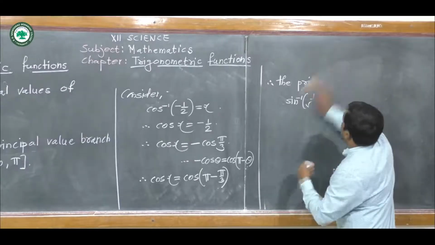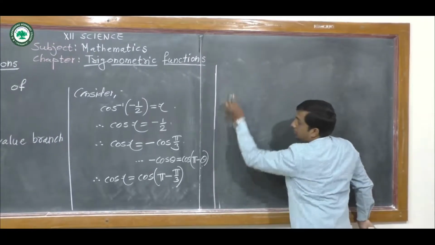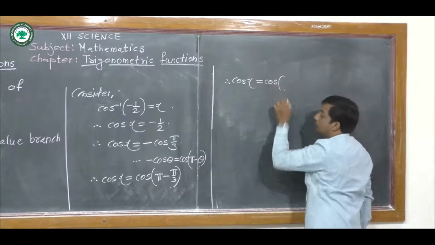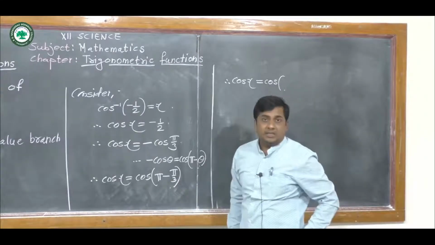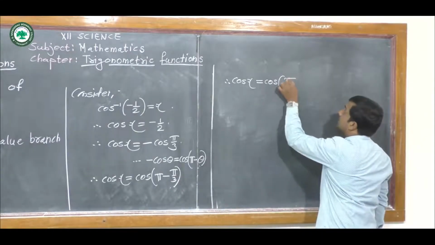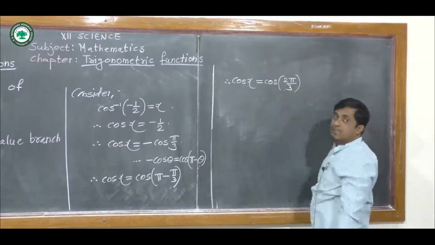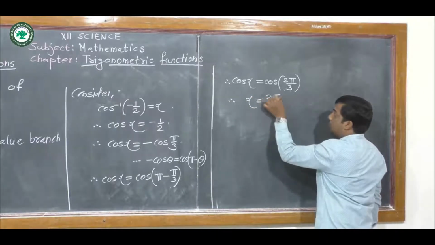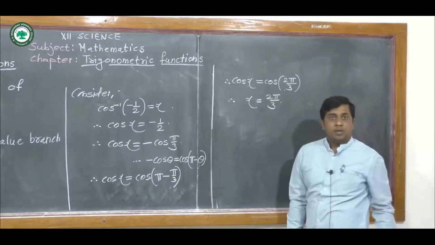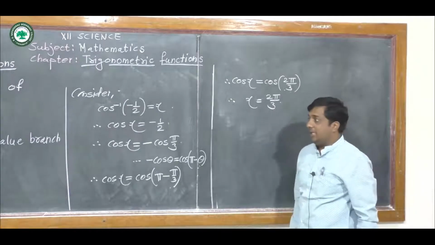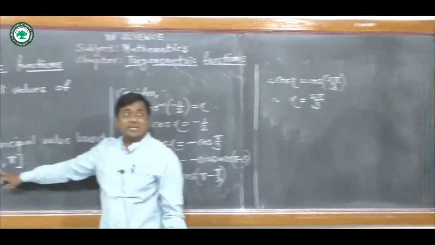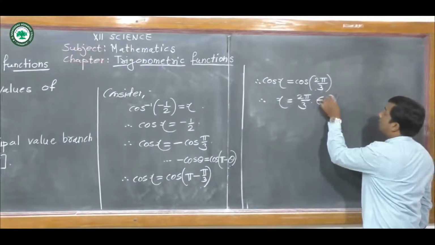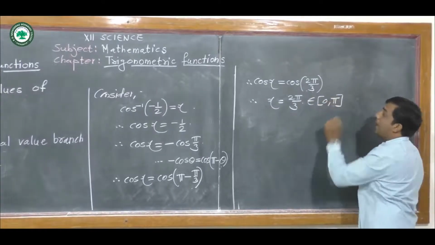Okay, then here we get, therefore cos x is equal to cos of pi minus pi by 3. Here pi minus pi by 3 is 2 pi by 3. Now comparing both the sides, we get here x is equal to 2 pi by 3. And we know this 2 pi by 3 lies in this closed interval 0 to pi. Okay, so this value belongs to closed interval 0 to pi.